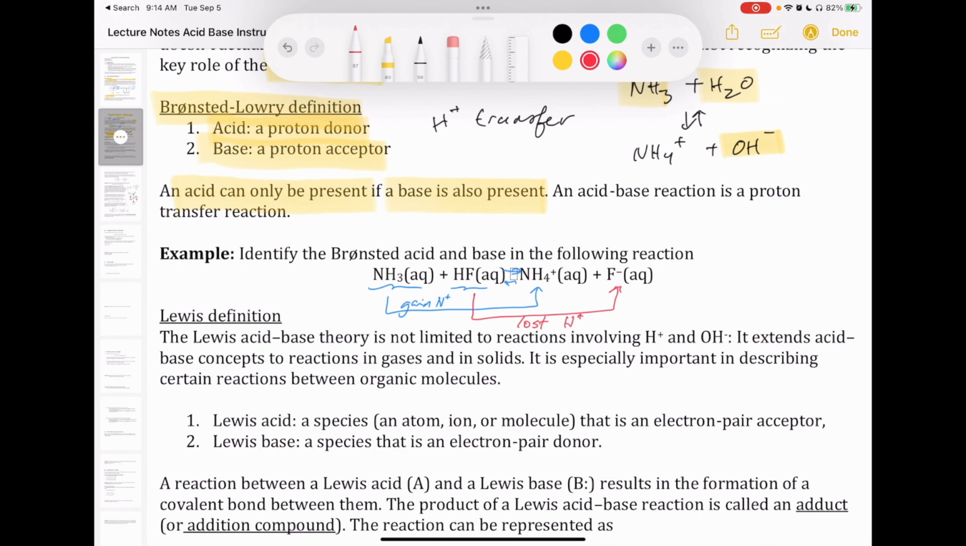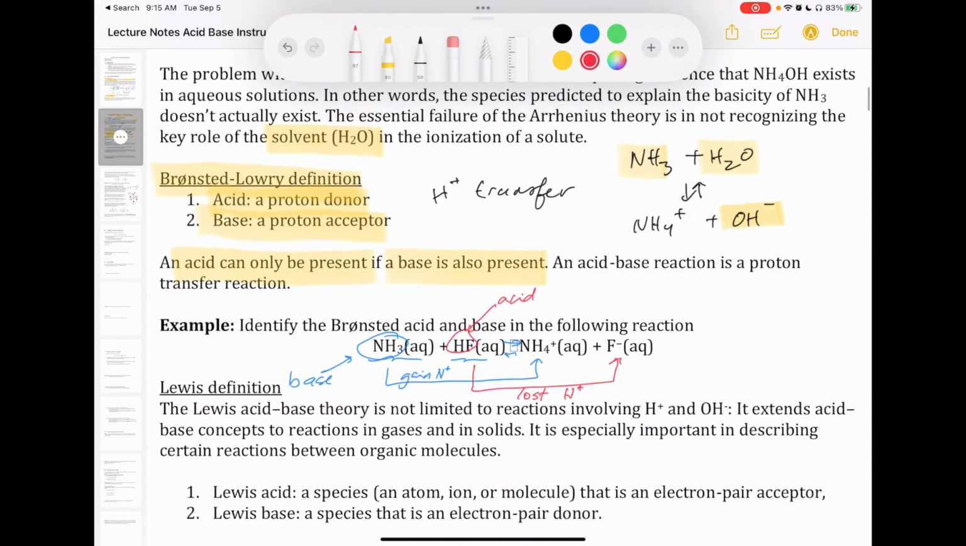Based on the definition of Bronsted-Lowry, if you have gained a proton, or accepted a proton, that means you're a base. So therefore, ammonia is a base. And if you've lost a proton, or given away or donated a proton, you're an acid. So therefore, HF is an acid. In the Arrhenius definition, HF is an acid, and it's still an acid in the Bronsted definition. So this is just a better definition that captures not only the acid component, but also some of these bases that don't contain hydroxide.